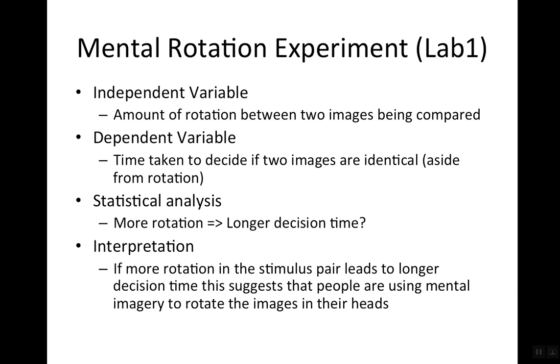And if we find that, then the interpretation is that because there's more rotation in the stimulus leading to longer decision time, this suggests that people are using mental imagery to rotate the images in their heads. And this is a classical experiment which really got people to believe that people can do mental imagery because they have this kind of rotation process.